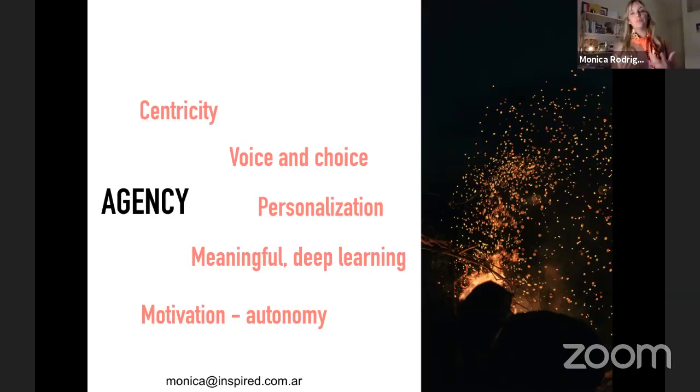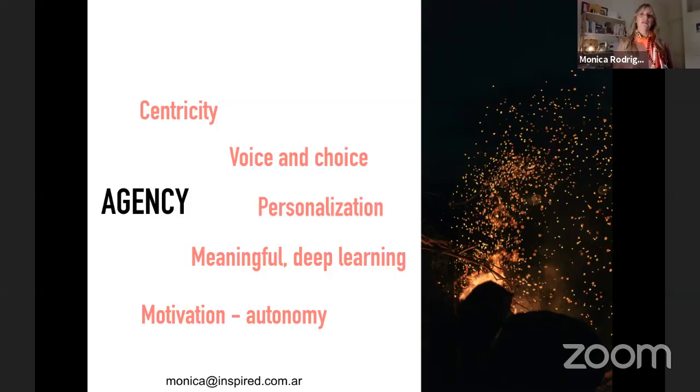And then we've got personalization, and I've mentioned the importance of emotions for meaningful, deep learning. And of course, the central role of motivation and autonomy. We have learned about this a lot through this last almost year and a half that we've been through the pandemic. Because in many cases, learning on our students' side only happens when they are motivated and when they have a good sense of autonomy.